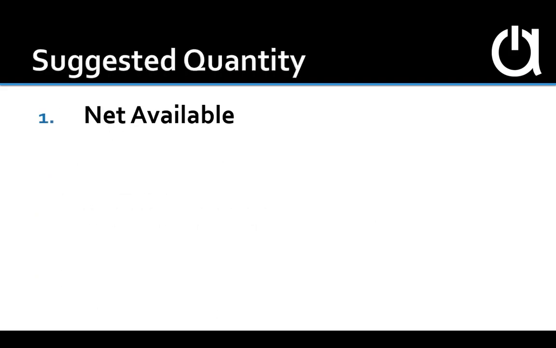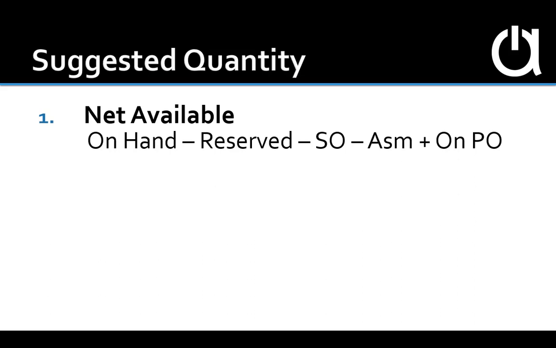So moving on to suggested quantity. The reorder wizard suggests quantities based on a calculation of net available. Now these quantities are not stored in the Acctivate database, but they are calculated at the time that you open that reorder wizard or refresh it. The net available quantity is calculated per warehouse by removing reserved quantity, the sales order quantities, and assembly quantities from your on-hand number and adding what's already listed on purchase orders.